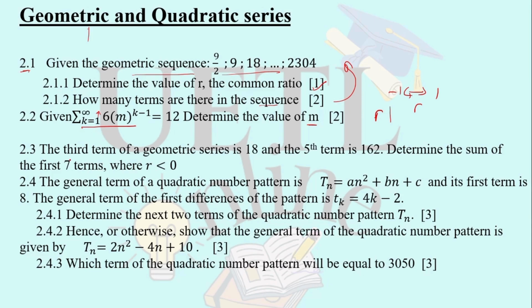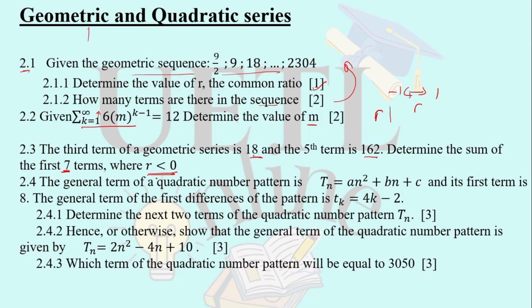Then we have a word problem here. The third term of a geometric series is 18, and the fifth term is 162. We're going to determine the sum of the first 7 terms with the formula we have, and we are told here that r is less than 0.